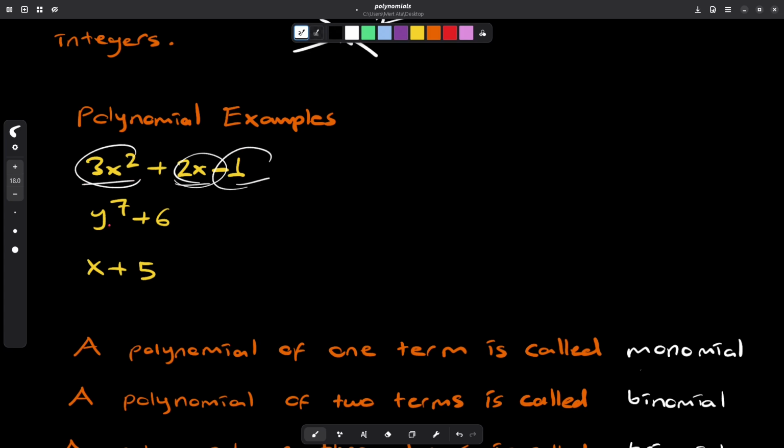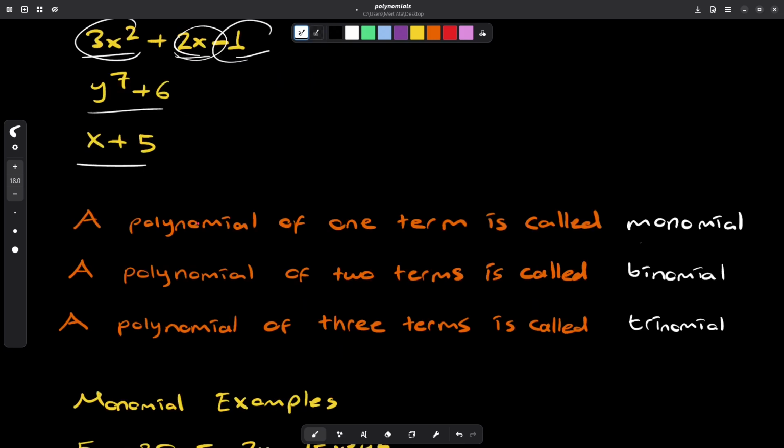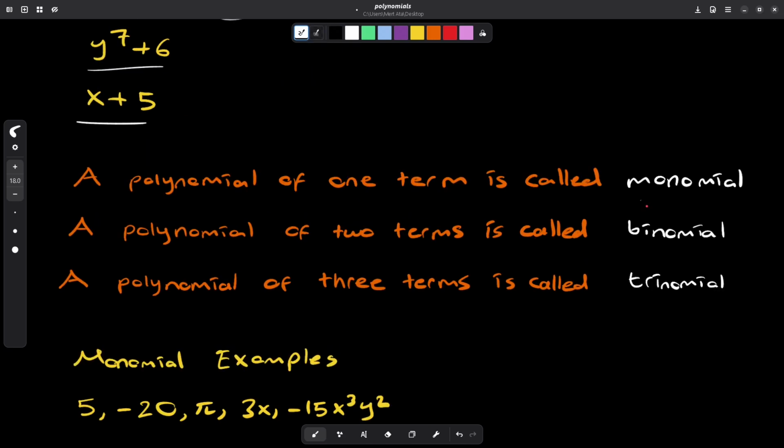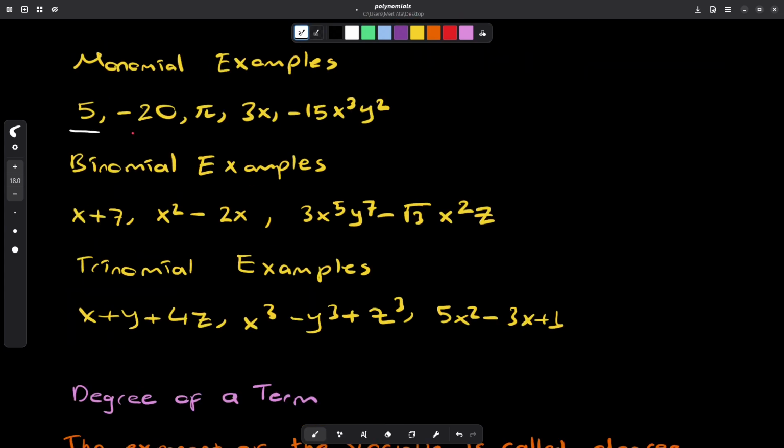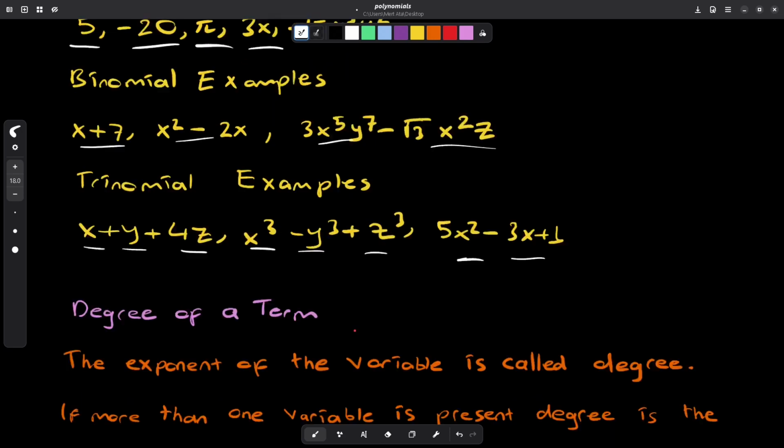Polynomial examples. Of course, all of these are terms. 3x squared plus 2x minus 1, y to the 7th power plus 6, x plus 5. A polynomial of one term is called a monomial, two terms is called a binomial, three terms is called a trinomial. We have some examples for each. Monomial examples, binomial examples, trinomial examples. It's just because of the amount of terms we have.